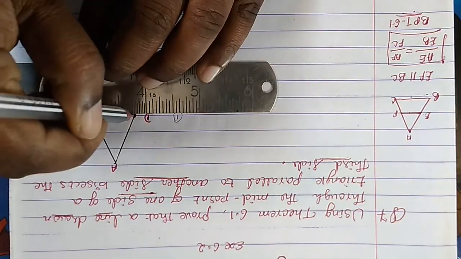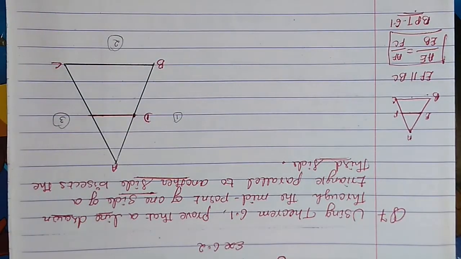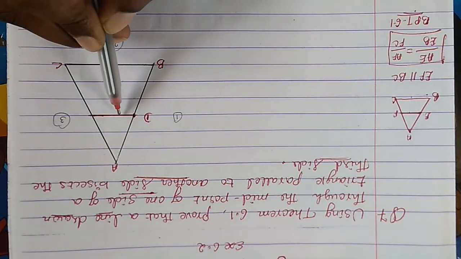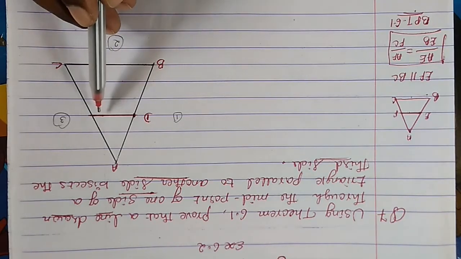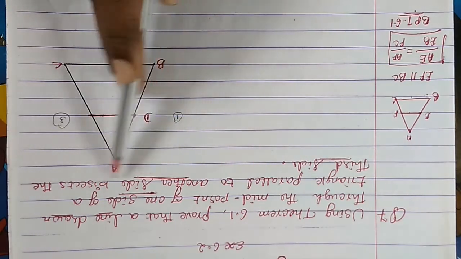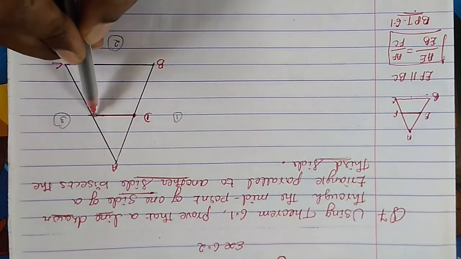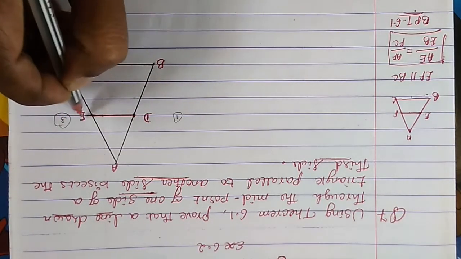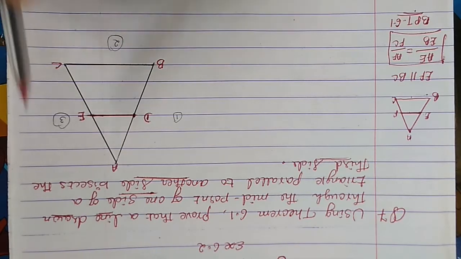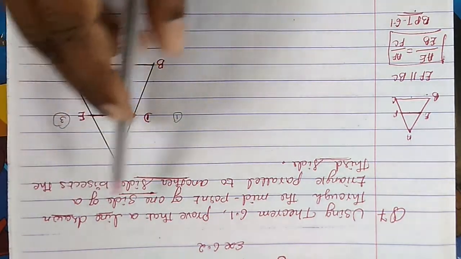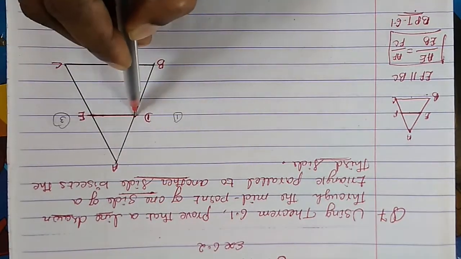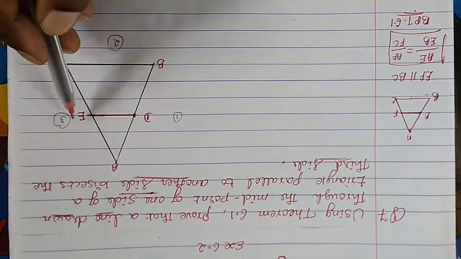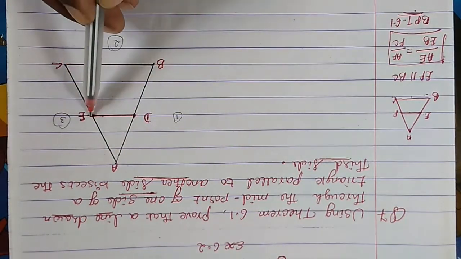So this line is parallel to the second side. We have taken the midpoint of the first side and drawn a line parallel to the second side. Now this line will bisect the third side, meaning divide it into two equal parts. Let's consider this is point E. Is it clear to you? We take the midpoint and draw a line parallel to the second side, and that line will bisect the third side.